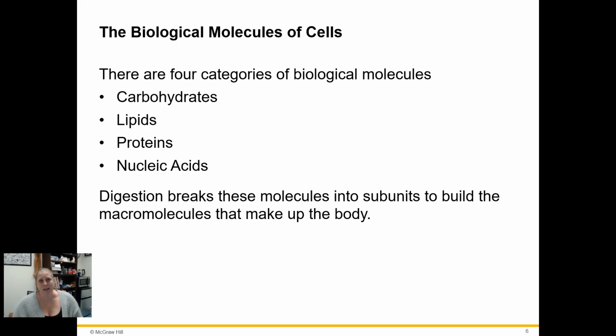In fact, all cells are made of these components. It doesn't matter if you're a bacteria cell or a blue whale cell, we are going to find carbs, lipids, proteins, and nucleic acids in those cells.